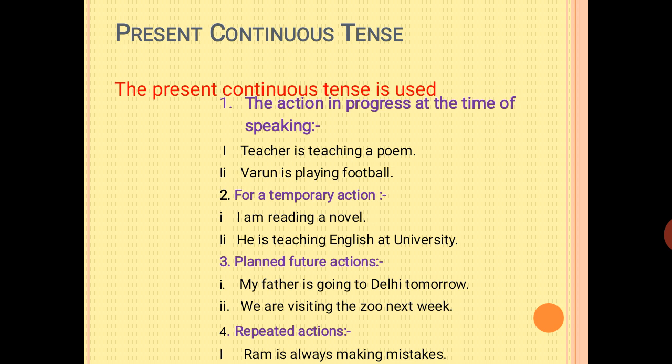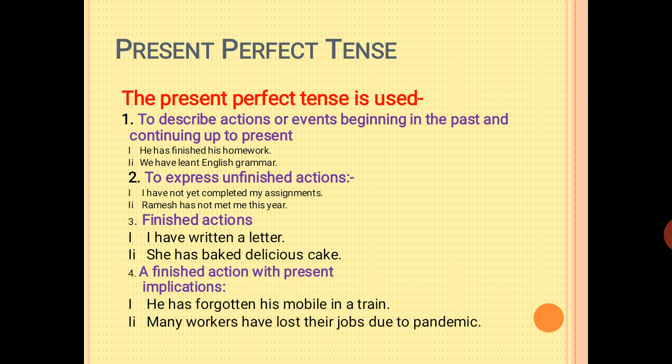The next tense is present perfect tense. Present perfect tense is used to describe an action or event beginning in the past and continuing up to the present. He has finished his homework. We have learnt English grammar. So the action began in the past and continues up to the present in this sentence.